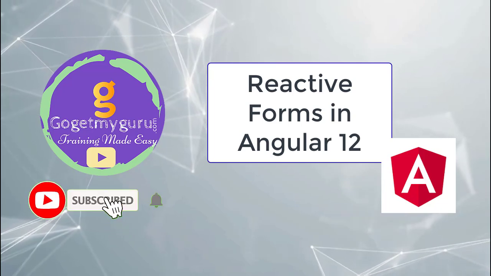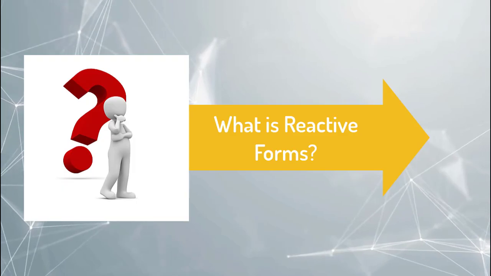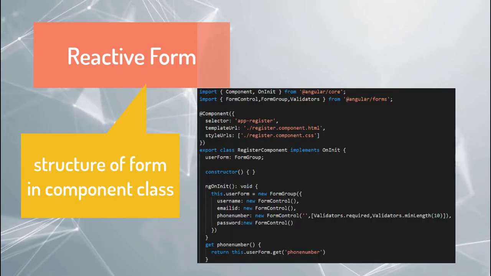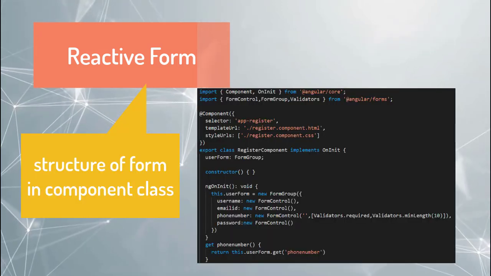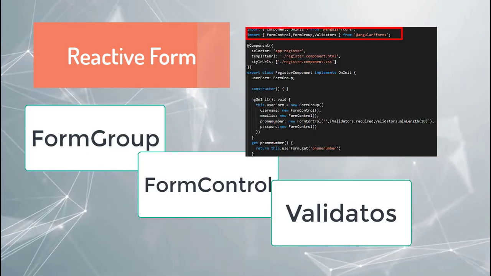Hello everyone, in this video we learn about reactive forms in Angular 12. So we'll start with what is a reactive form. Reactive forms are the forms in which we specify the structure of the form in the component class. Here we use form models such as form group, form control and validators.